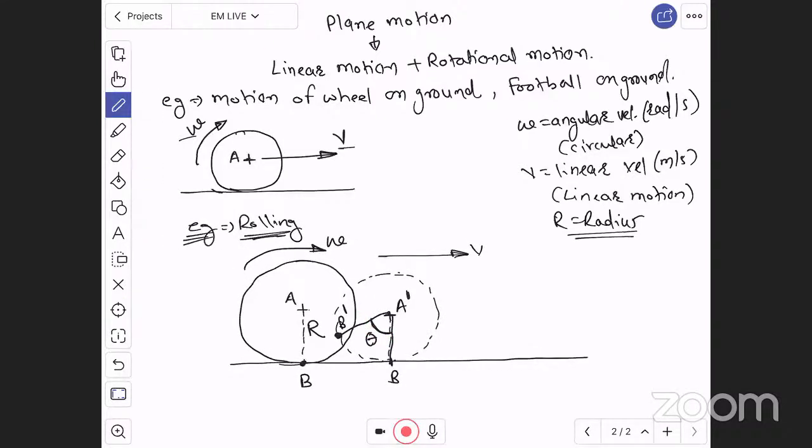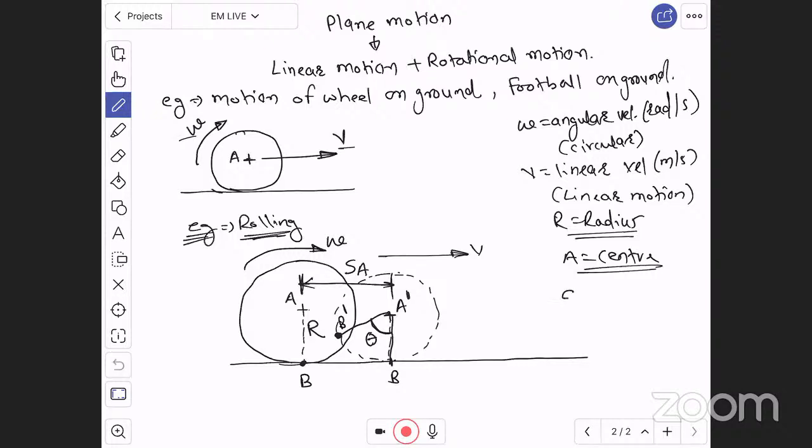As well as this A point is moved from A to A dash. Therefore, this is a linear displacement of A. From A to A dash, we can say it is a linear displacement of A, that is SA, right? Now, the relation: A is center. My dear students, A is center of wheel, and these relations hold good for center of wheel, right?